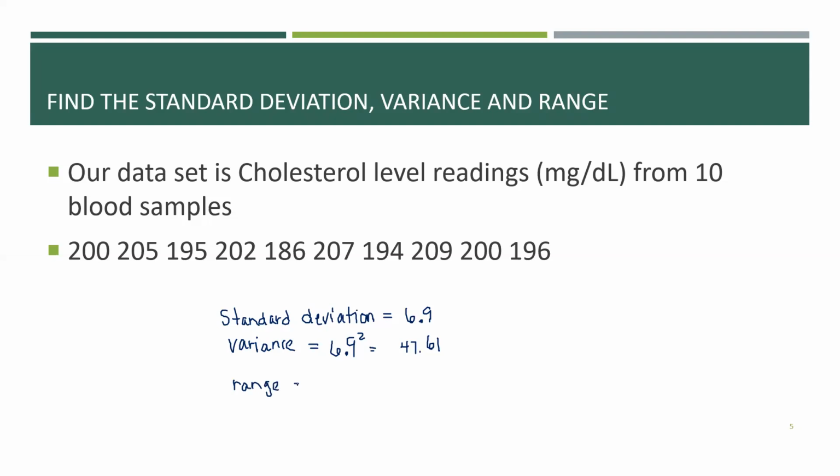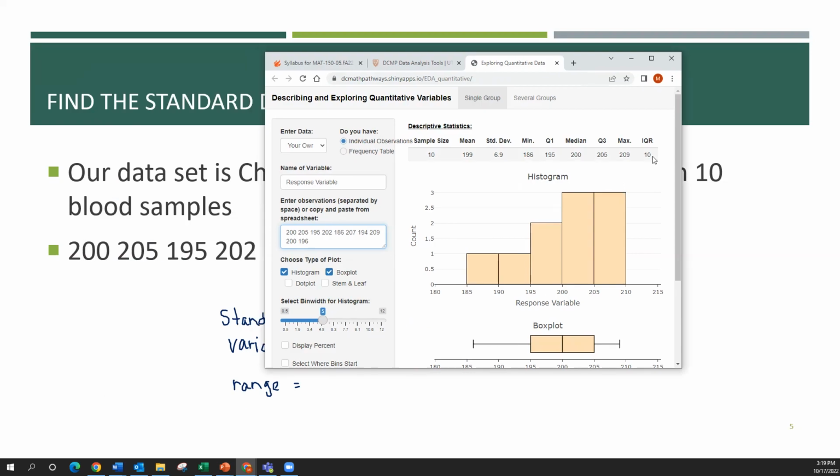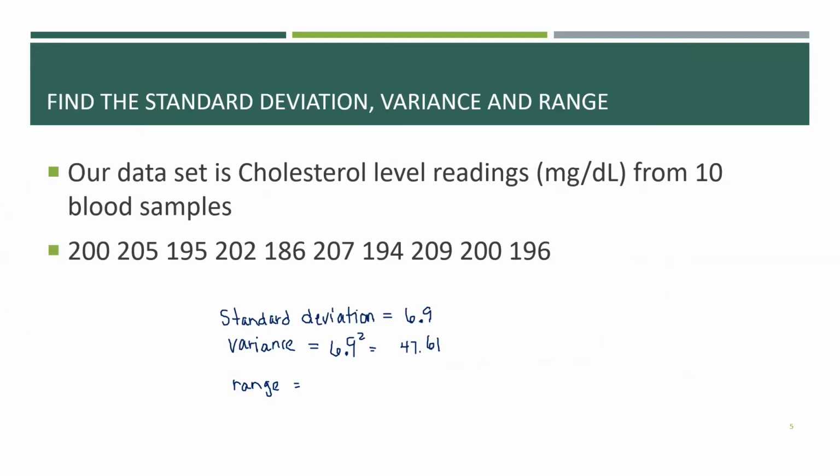And then they ask me for range. So I have to go back and look in my app for that information. So I see that my maximum is 209, and my minimum is 186. So for the range, I take 209 minus 186, and I get a range of 23.